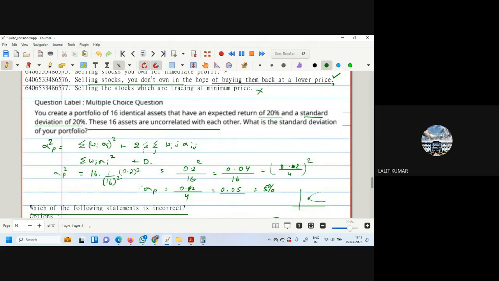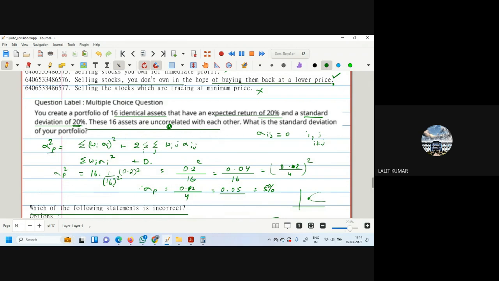Okay, the next question is: you create a portfolio of 16 identical assets that have an expected return of 20% and standard deviation of 20%. These 16 assets are uncorrelated with each other. It means your sigma ij is equal to 0 for all i and j, with i not equal to j. What is the standard deviation of your portfolio?